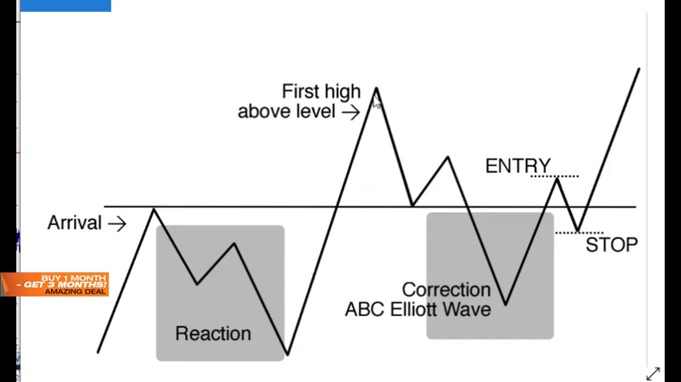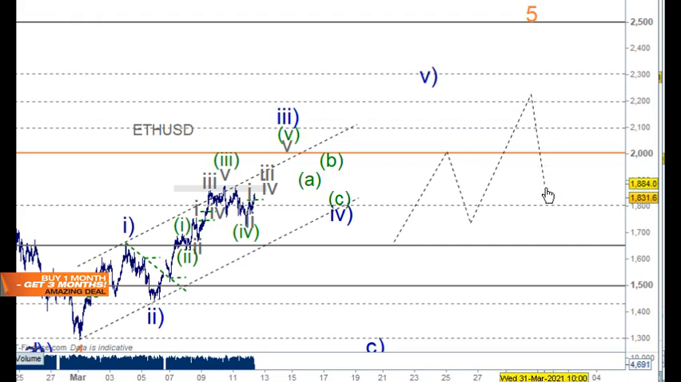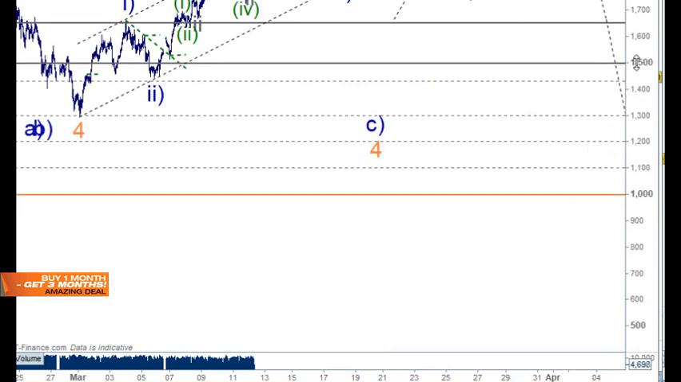There'll be 5 waves in that, and that will also be within group 1. So if that's 2000, we'll have 100, 200, and 300 somewhere in here. So it should stay within that, and then we'll have a larger correction here before we head higher. So the arrival, the reaction, the first high above the level somewhere in here, and then a larger correction unfolding here before we head up higher from that point.